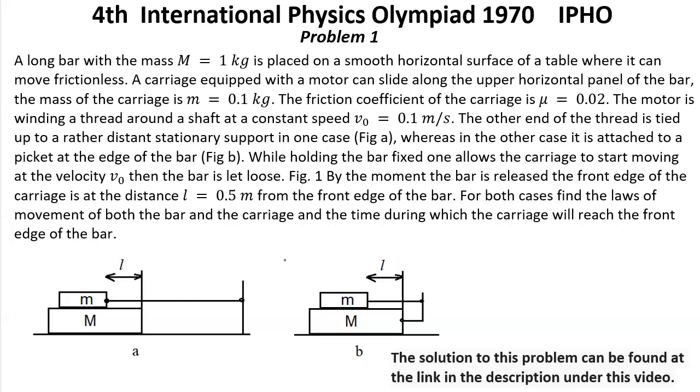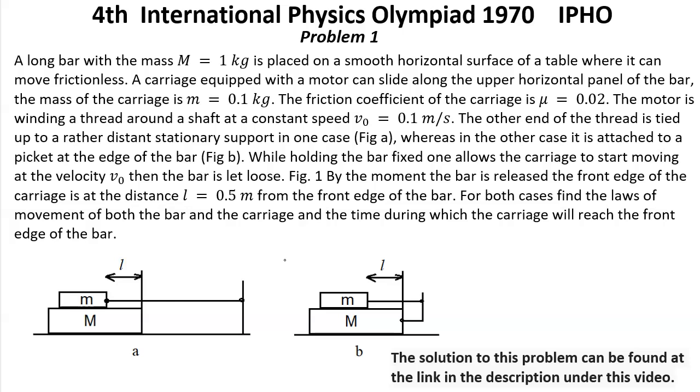The other end of the thread is tied to a rather distant stationary support in one case, figure A, whereas in the other case it is attached to a picket at the edge of the bar, figure B. While holding the bar fixed, one allows the carriage to start moving at the velocity v0, then the bar is let loose. By the moment the bar is released, the front edge of the carriage is at the distance L from the front edge of the bar.